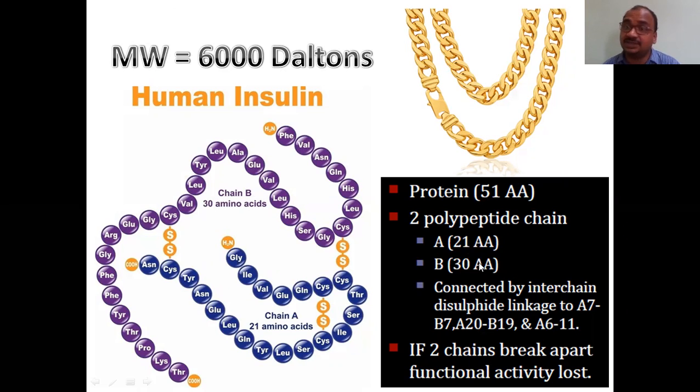21, 30. This is very important in competitive examination. They will ask how many amino acids are present in insulin. Chain A consists of how many amino acids? Chain B consists of how many amino acids? Very important.